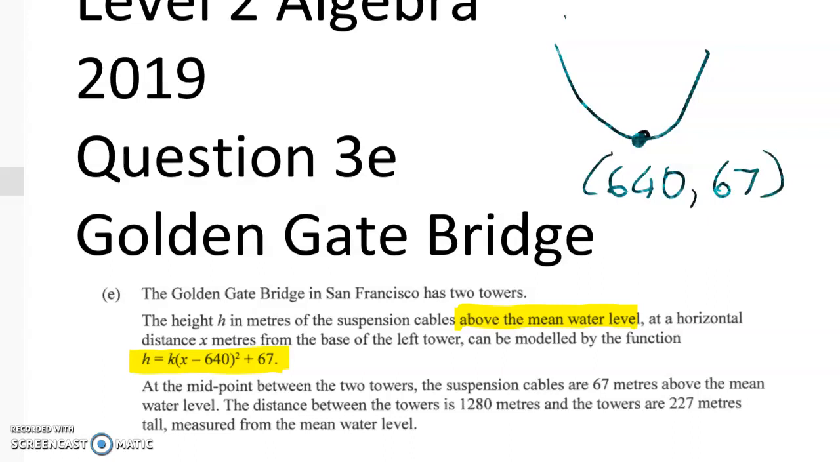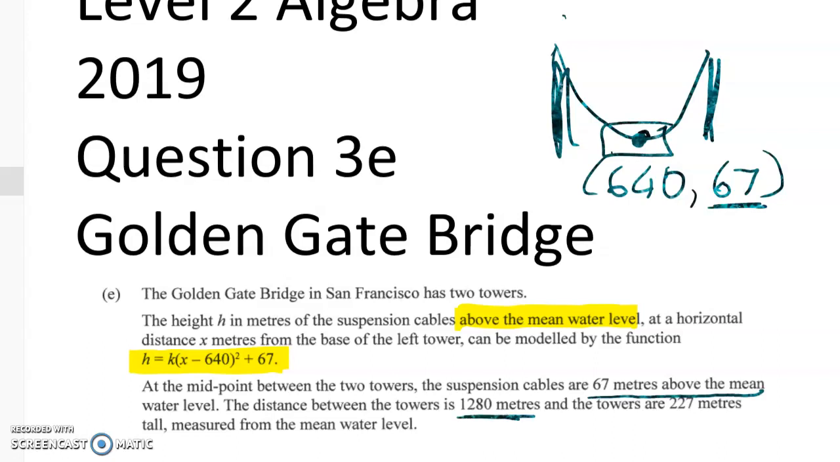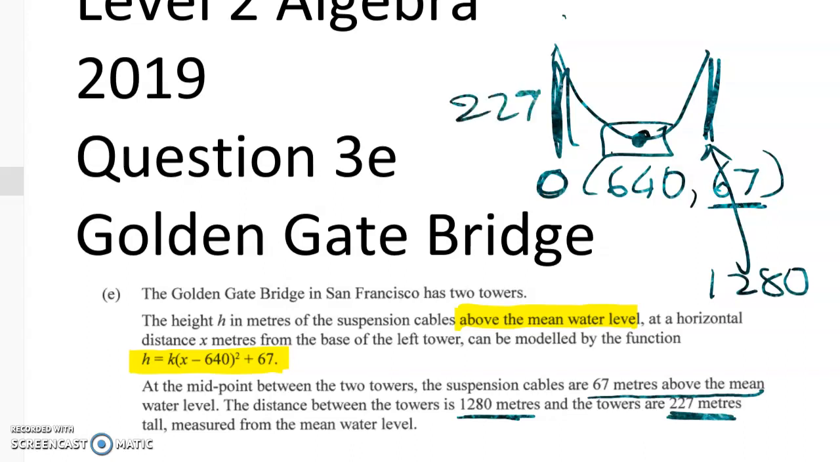They've put that into words as well. At the midpoint between the two towers, the suspension cables are 67 metres above the mean water level, which is here. The distance between the towers is 1280 metres. So this point here has an x coordinate of 0, and this one here 1280. And you're told that the towers are 227 metres tall. Even without being given the graph, this is the graph you should be sketching from those words. The obvious question is, what's my scale factor? Because we're going to be asked to find out something else about the Golden Gate Bridge.